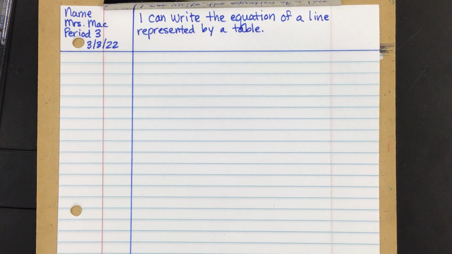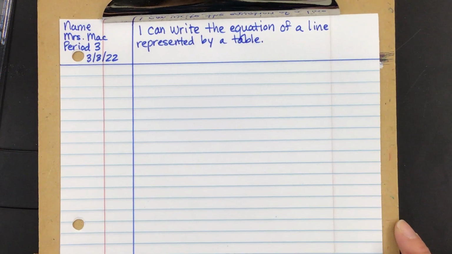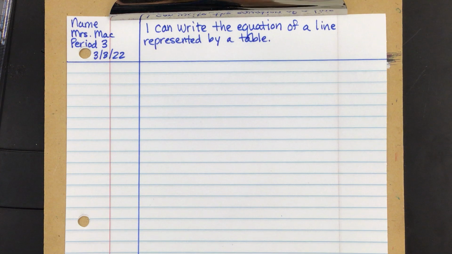So today is really just an extension of yesterday. Yesterday you found the equation of the line if you were just given 2 points. Today I'm going to give you a table to do that. And nothing is really different. You'll just be picking 2 points from the table and then finding the equation of the line.